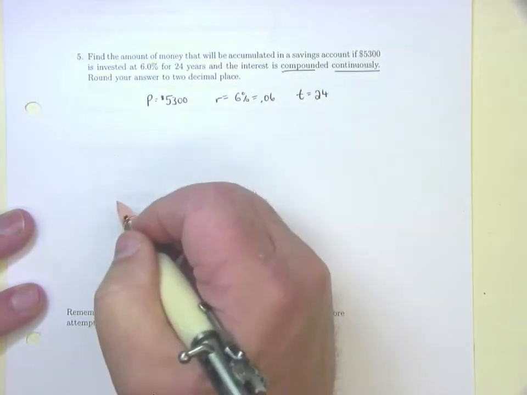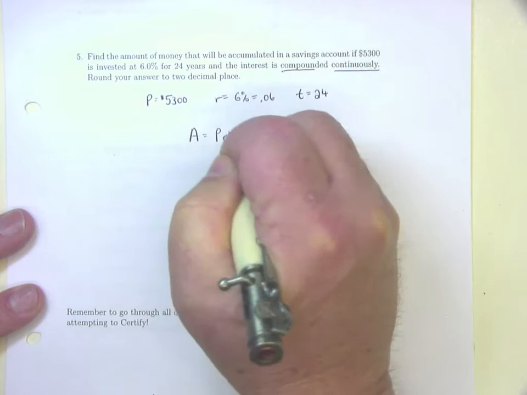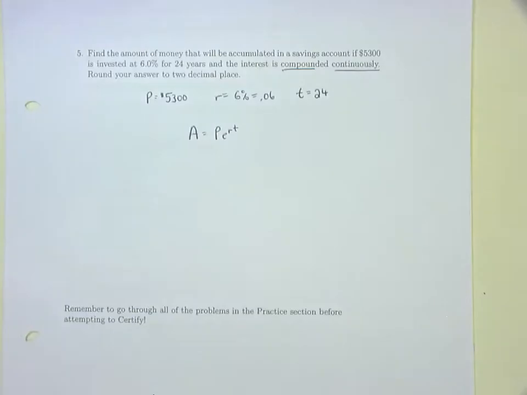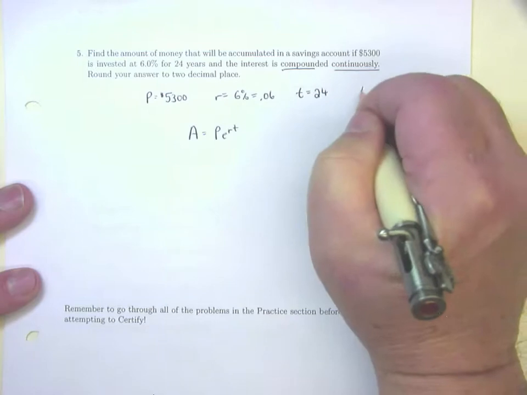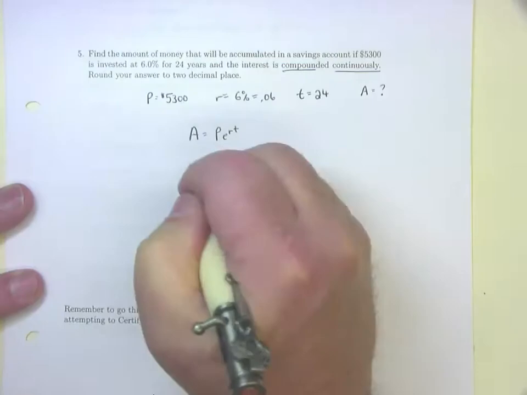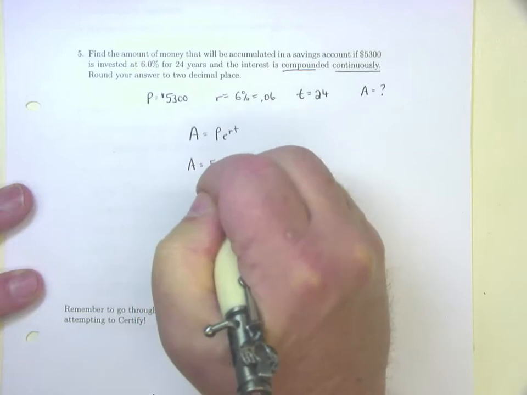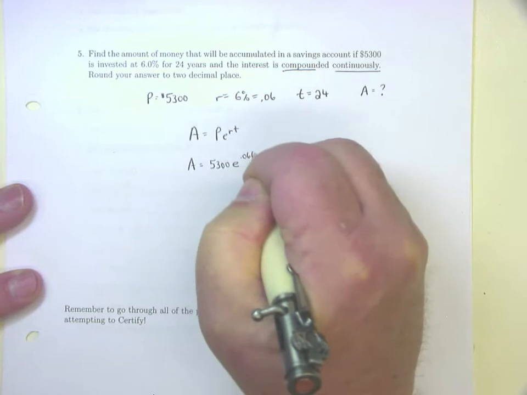Compounded continuously is your special type of compounding formula. And what is that one? A equals P e to the RT. You may know it better from high school as the famous PERT formula. A equals PERT, P e to the RT. So plugging in my numbers, what we're looking for in this problem is how much will accrue. That would be your A, the amount in the account here. So A is equal to 5,300 e to the 0.06 times 24.